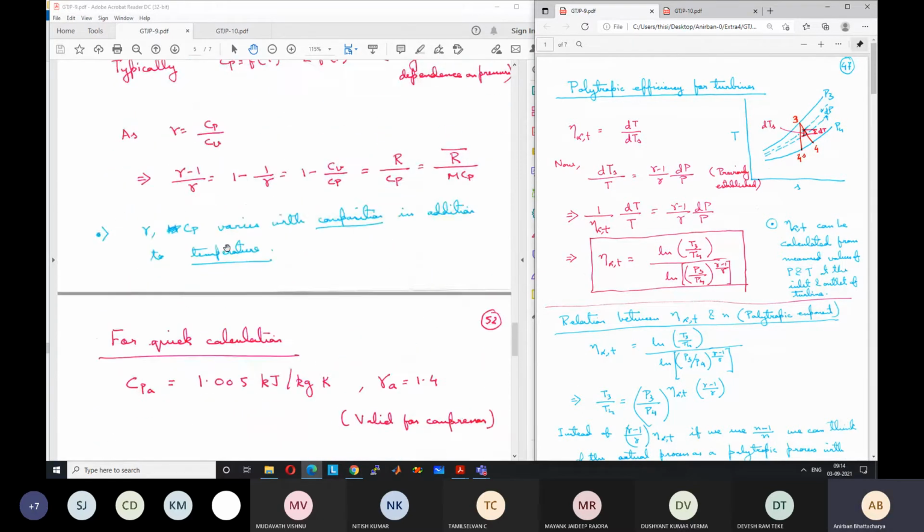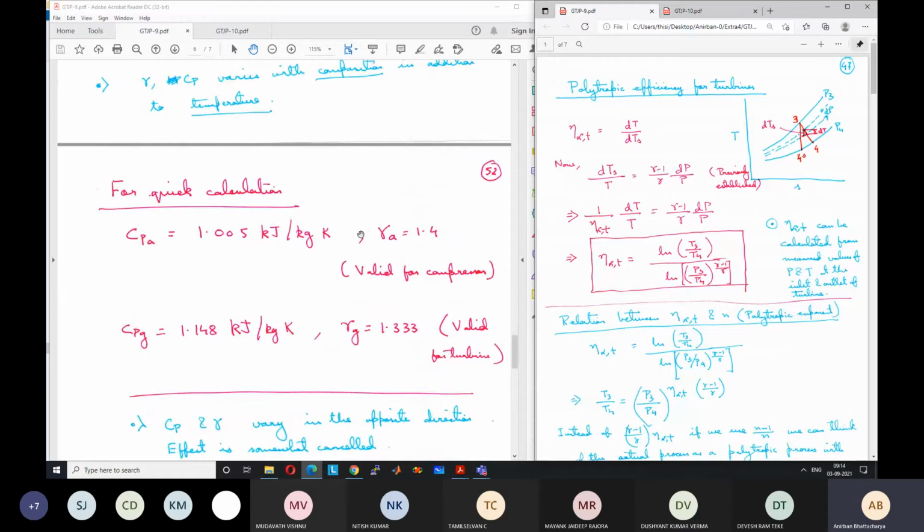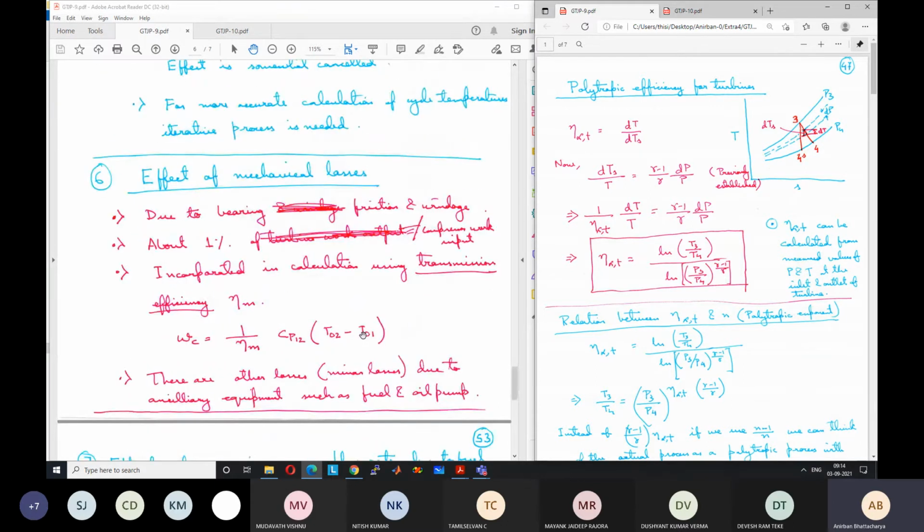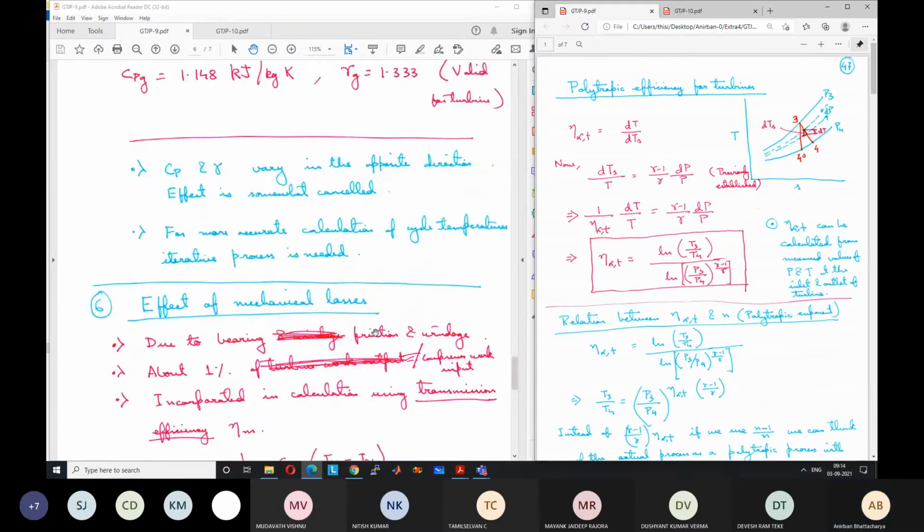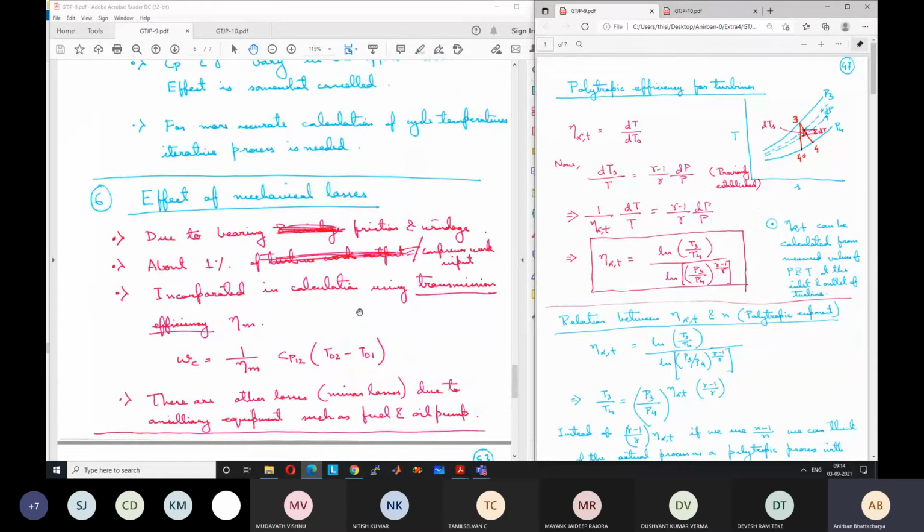So to summarize this part, for all the parts up to the combustion chamber inlet, we are going to take Cp equal to 1.005 kilojoule per kg Kelvin and gamma equal to 1.4. From the combustion chamber outlet, turbine and nozzle, we will take Cp as 1.148 kilojoule per kg Kelvin and gamma as 1.333 for real cycles. If it is mentioned that it's an ideal cycle, we will do ideal cycle calculations to simplify things.